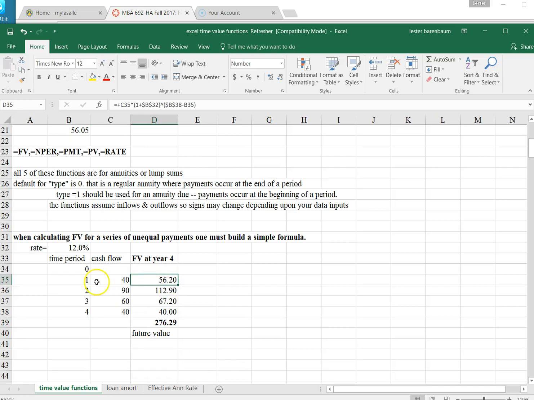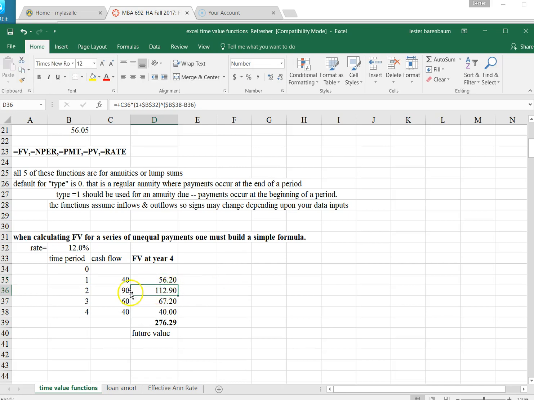So the first payment of 40, C35, gets compounded at the interest rate of 12%, so it's C35 times 1.12, and to calculate the future value, we're going to compound it for 3 time periods. B38, that's 4, less B35, that's 1. So we're calculating the future value of a lump sum for 3 time periods.